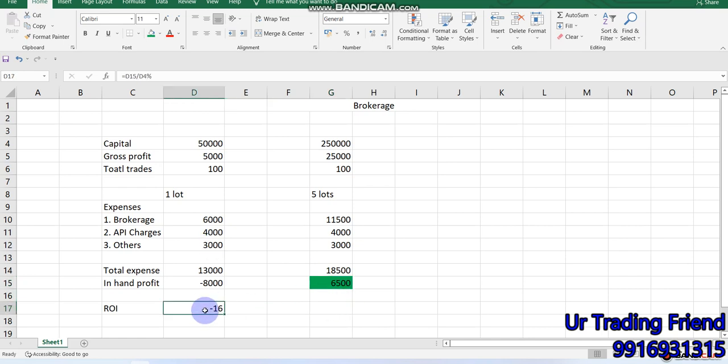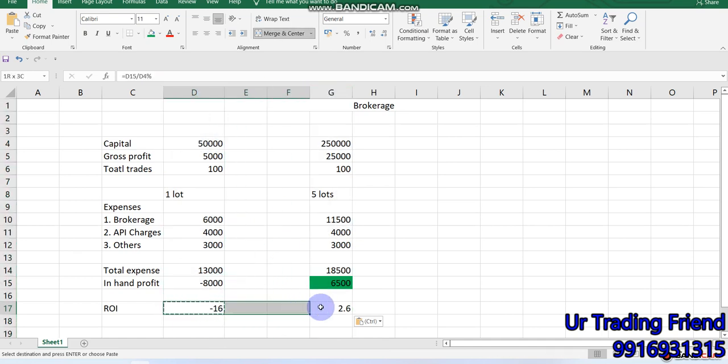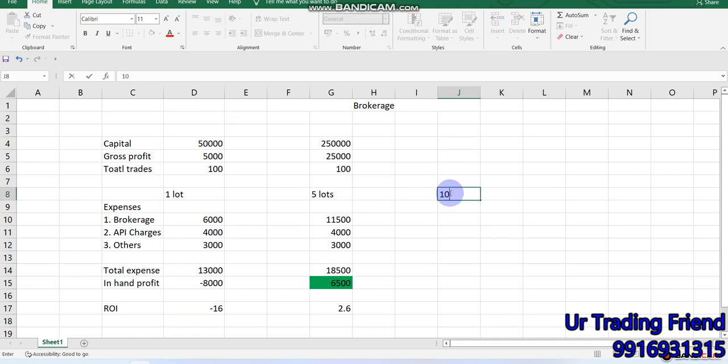What is your ROI? 2.6. You are doing the same strategy with one lot and the same strategy with 5 lots, and there is a difference in the results, right? So again we'll go for one more change, 10 lots, and we'll see the difference. Here the capital used is 5 lakh. Your profit gradually increases to 50,000 because per lot it is 5,000, and trades remain the same. That is very important in this calculation.